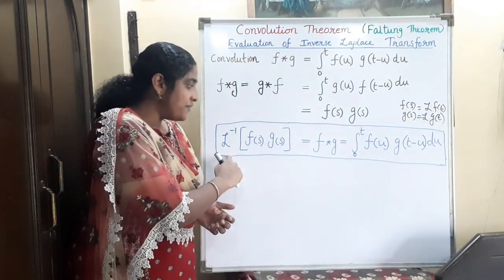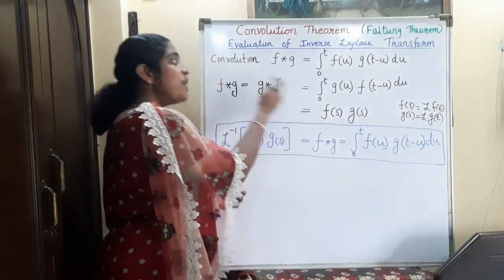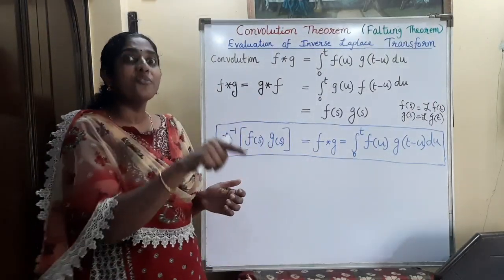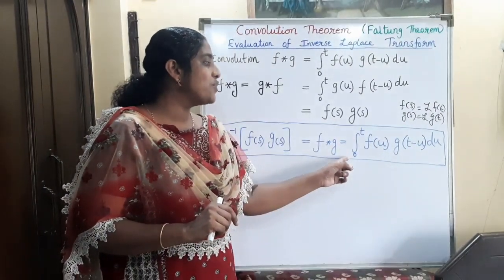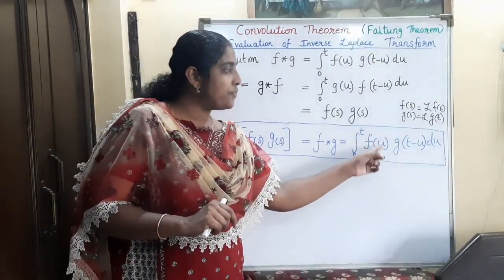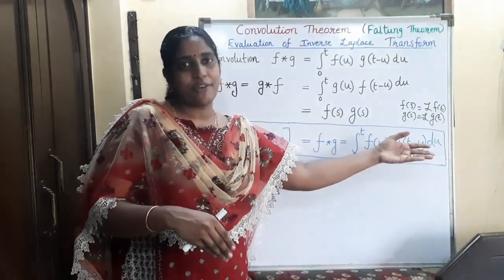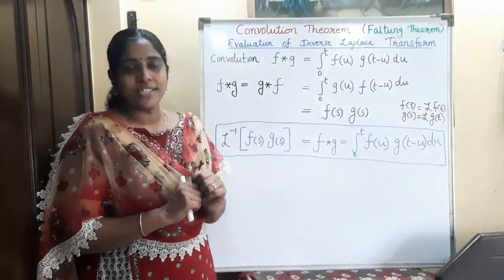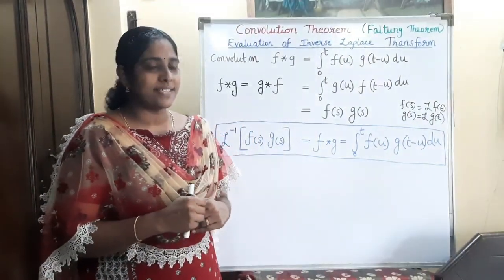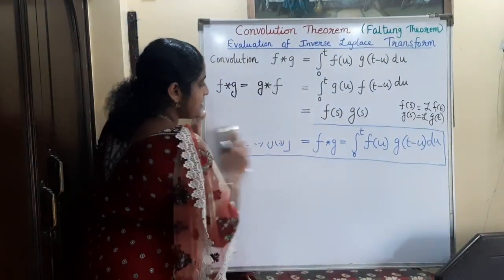That is, the Laplace inverse of the product of two Laplace transforms F of s and G of s will be the same as the convolution of those two functions. That is, f star g is equal to integral 0 to t f of u g of t minus u du, or it is also the same as g of u into f of t minus u du. Okay, so using this convolution theorem, we can find the inverse Laplace transform. We can take some examples. The first example.